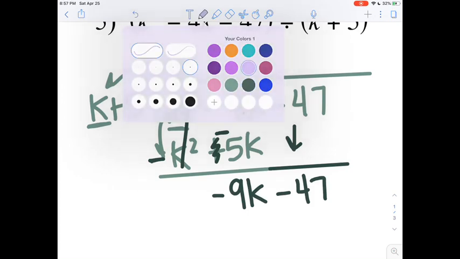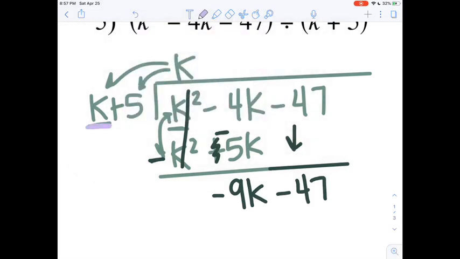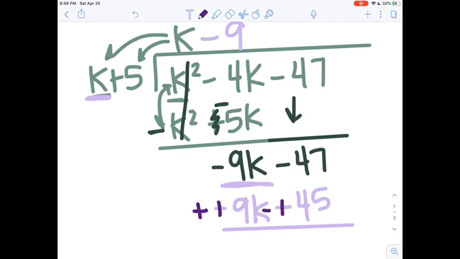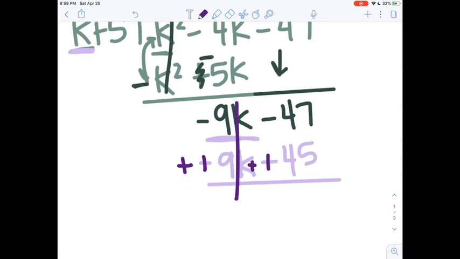And I'm going to go back to the beginning. So I'm looking at the k only. I don't care about the 5 right now. What times k gets me negative 9k? Well, that's negative 9. So negative 9 times k, that's negative 9k. Negative 9 times 5, that's negative 45. And we're going to subtract both terms. So minus negative 9k, that becomes positive. Minus negative 45, that becomes positive. These need to cancel. Again, if those front terms aren't canceling, you're doing something wrong. And then negative 47 plus 45, that's negative 2.